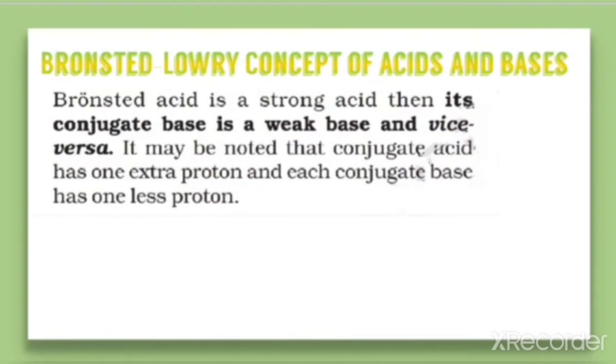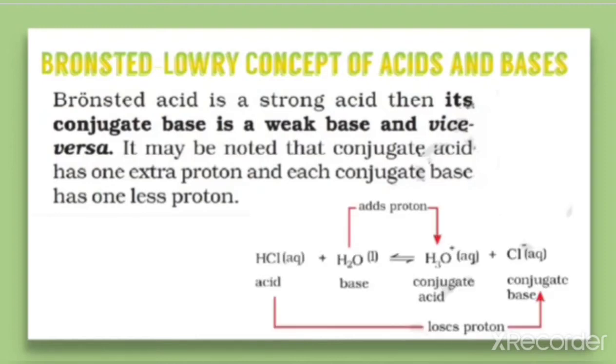It may be noted that a conjugate acid has one extra proton and each conjugate base has one less proton. It can be explained through this example. Now here, which one is the conjugate acid? That is H3O plus. When you compare H3O plus with H2O, it has one extra proton, and when you compare the conjugate base, that is Cl negative, with HCl, it has one less proton. So you can identify from this that conjugate acids have one extra proton and conjugate bases have one less proton.